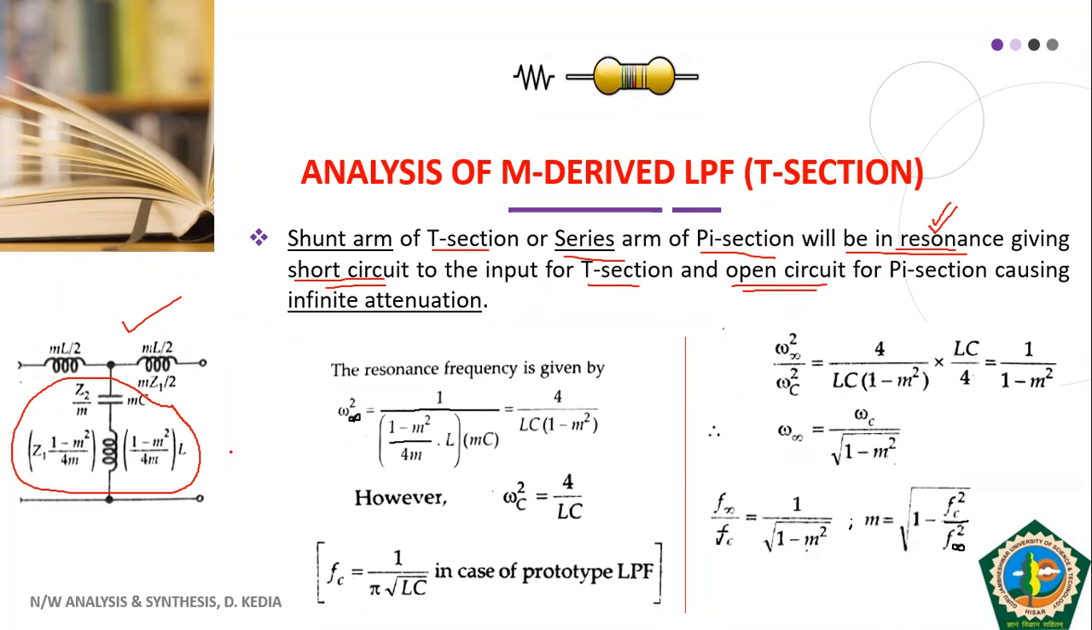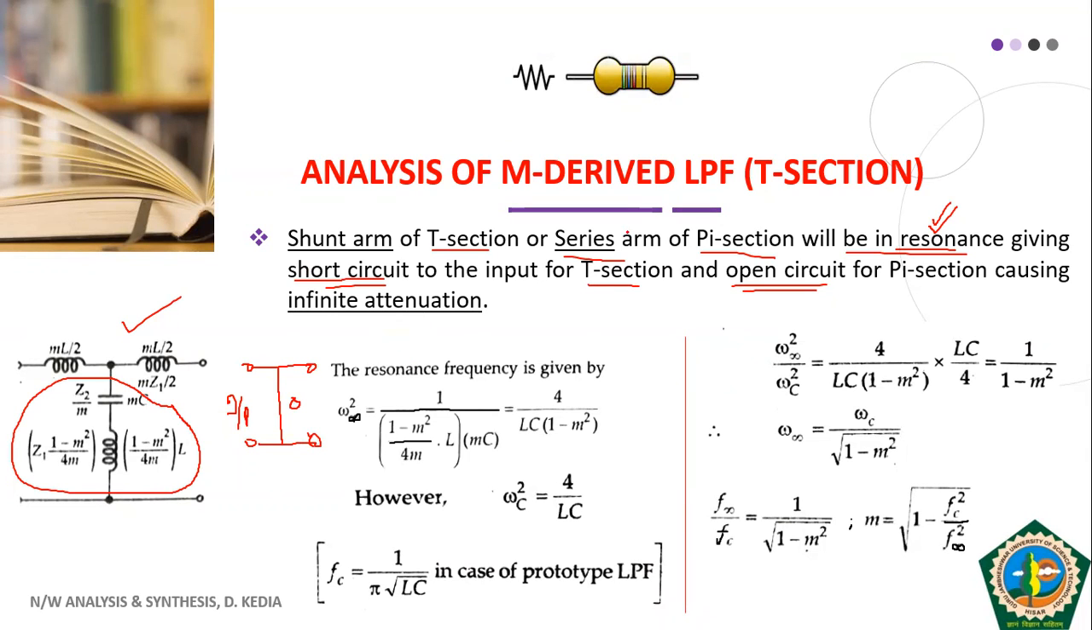So you see here in the T section, if we have a short here, as I told you earlier also, whatever input you provide here, the output will always be zero because we have a short. That means your input has been provided infinite attenuation.